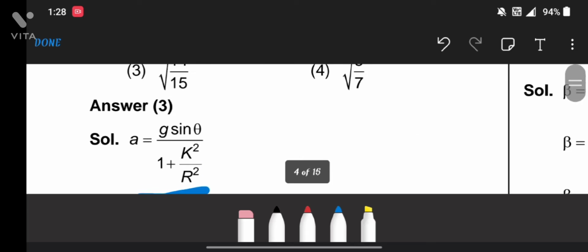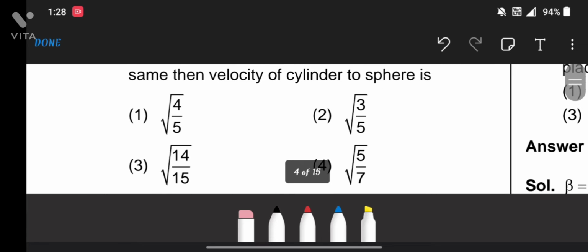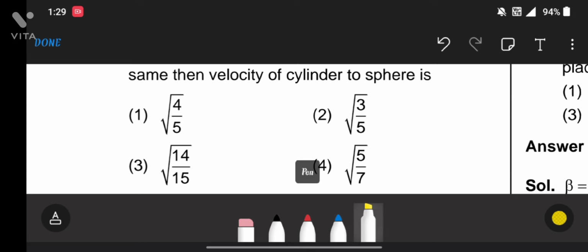Okay, now let us come to the options. In these options, if we see, root 4 by 5 is not it, root 3 by 5 is also not there. This one, root 14 by 15, is the correct answer. Okay, I have marked it, so this one is the correct answer.